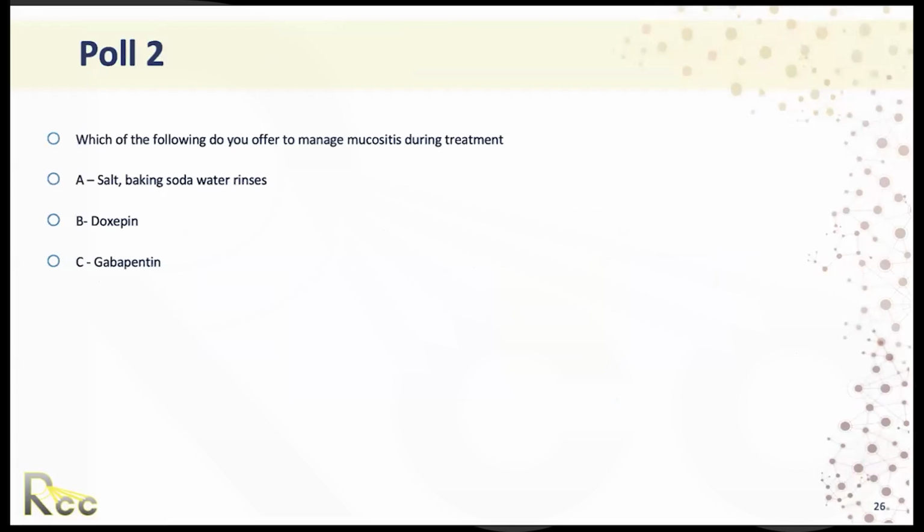So as we wrap up mucositis, these are some of the common things that people use, and I'm just curious which of these you offer currently in your practice? So we'll take a poll.